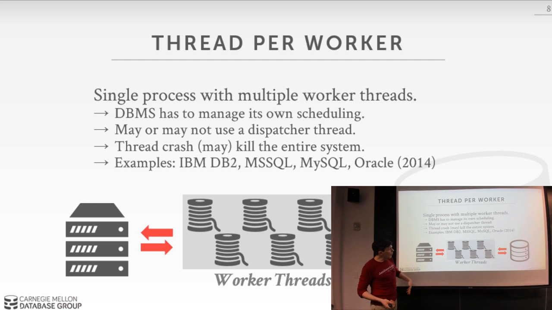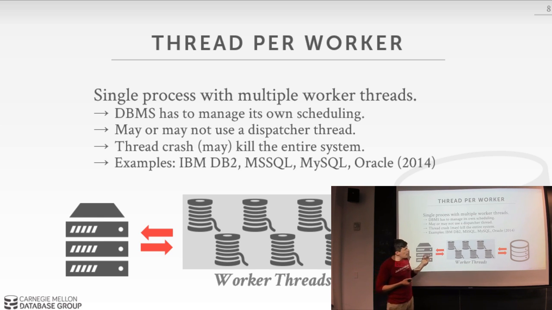So now with these worker threads, we can send our request to some collection of worker threads running the database system, and any one of these can process our query and send back results. For this, the database system is going to have to do its own scheduling for a lot of things, because we control everything. So we have to be careful now about where we're going to run our threads and what those threads are actually going to do.